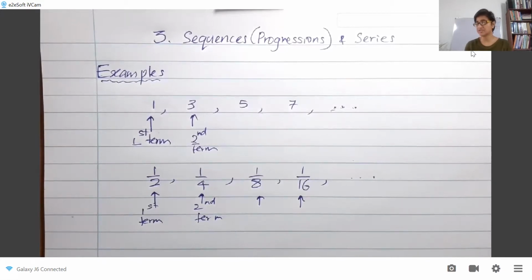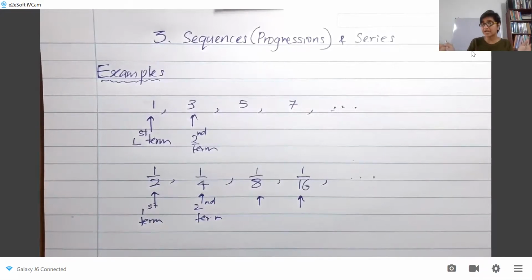Okay, and then let's introduce the term series. So these are sequences, a line of numbers, that's it. Students tend to confuse between these two terms, okay? So you have to be very clear as to what a sequence is and what a series is. The word series is given to the sum of a certain number of terms in your sequence. So it can be the sum of the first 10 terms, or it can be the sum of all the terms.